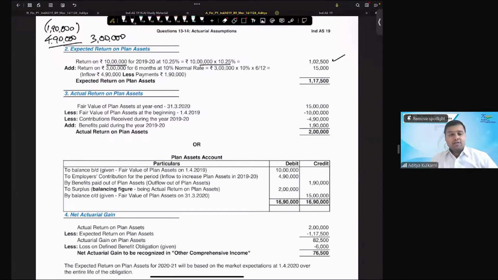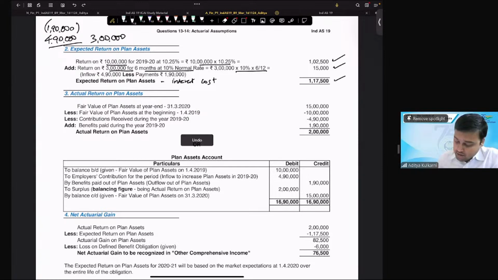That means 6 months. So therefore, your return is 3 lakhs for 6 months at the normal rate of 10%. So 3 lakhs into 10% into 6 by 12, 15,000. So expected return on plan assets is 1,17,500. This is your interest income, sorry, not cost.